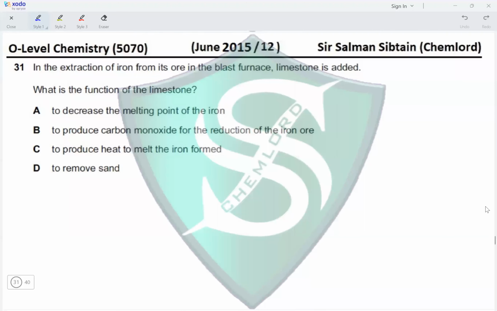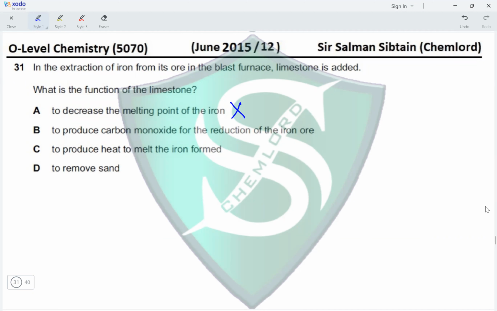Hi guys, this is O-level chemistry paper 12, June 2015, question 31. In the extraction of iron from its ore in the blast furnace, limestone is added. Limestone is calcium carbonate, CaCO3. What is the function of limestone? To decrease the melting point of iron? No, that is not the function of limestone at all.